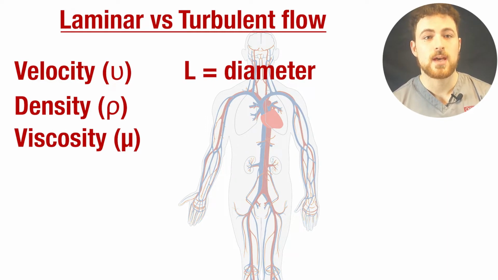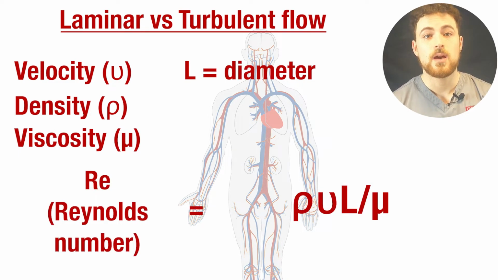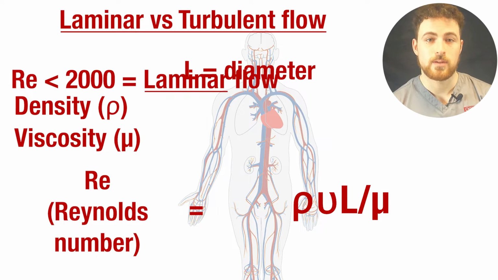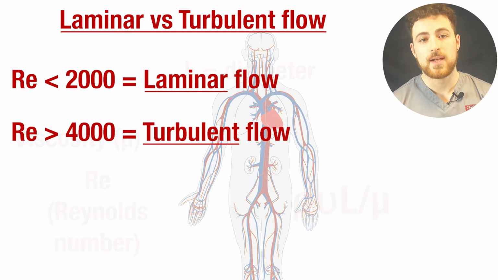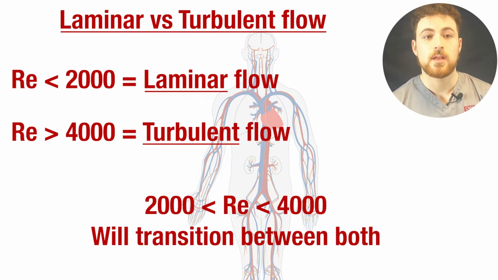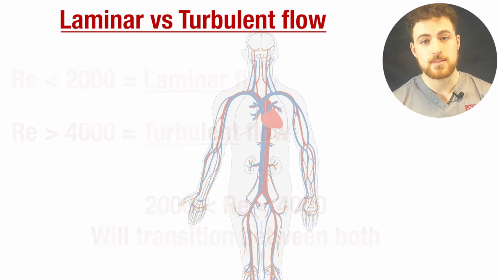This is expressed as the Reynolds number, a dimensionless value that is equal to the fluid density multiplied by its velocity and the vessel diameter, divided by the dynamic viscosity of the fluid. If the Reynolds number is less than 2000, flow will be laminar. If it is greater than 4000, flow will be turbulent. At values between 2000 and 4000, the flow might transition between the two. This phenomenon breaks the rules that were established by Hagen and Poiseuille, and it is important for several reasons.